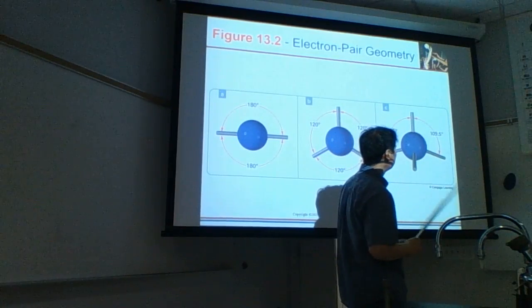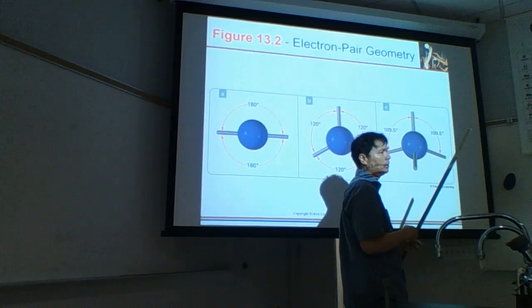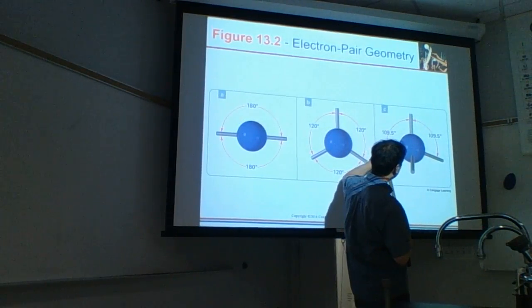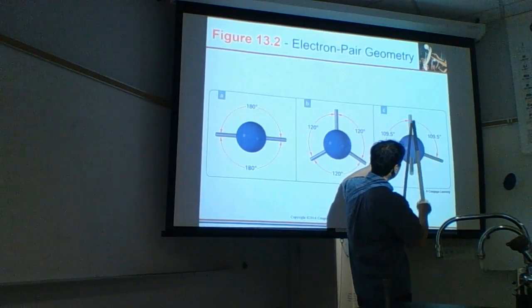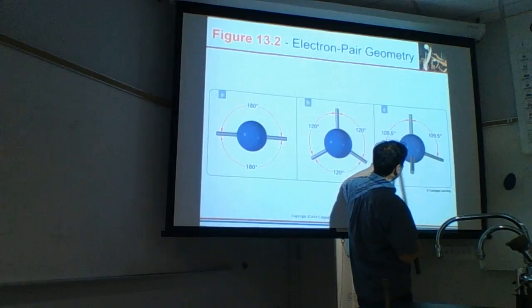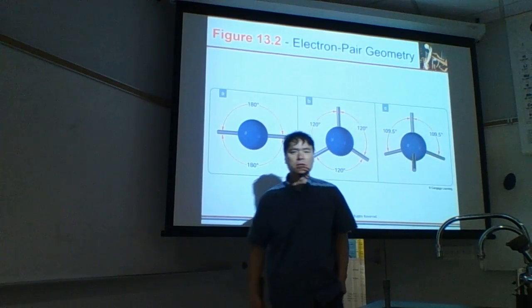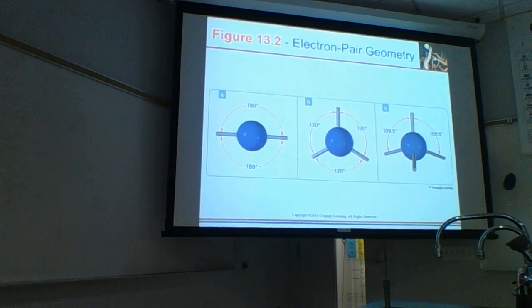Well, they call this a tetrahedral shape. Tetrahedrons are four-sided polygons. And we get a four-sided polygon if we connect these points here with lines, which we'd call a tetrahedron. So let's see what a tetrahedron looks like. Here.